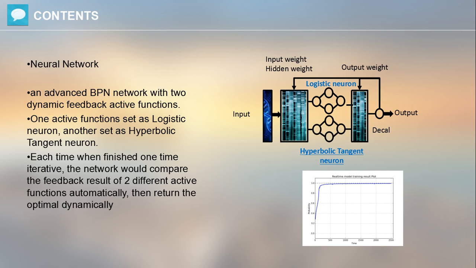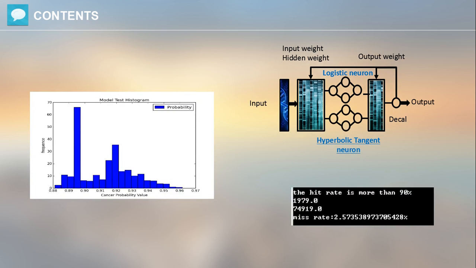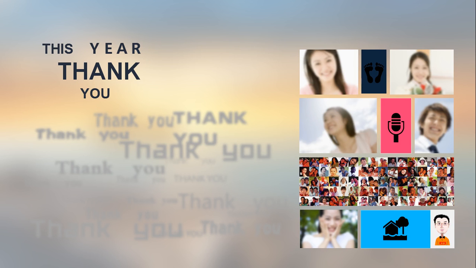After calculating the output data, if the result is beyond the threshold, we will regard this image as the face of that person. If it's below the threshold, we will regard it as a different person. And each time we finish one interaction, the network compares the feedback results of two different activation functions automatically, then returns the optimal result dynamically. So I will improve it later. And I think it is great. And here is the result. And that's all. Thank you.